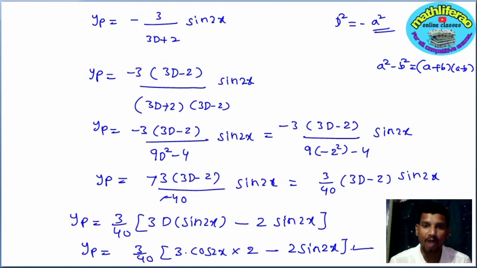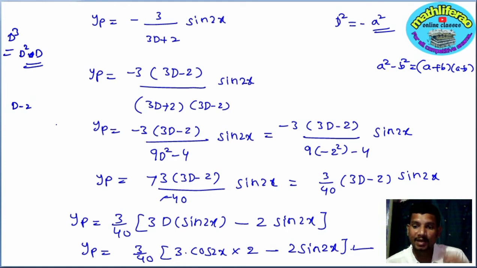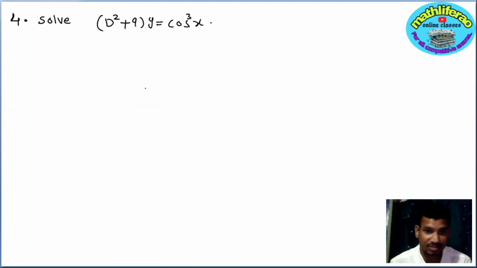Okay. If we have odd powers, for example D cube, we have to convert it into D square into D. In place of D square, replace it with minus a square. For example, if the denominator has D minus 2, multiply and divide with D plus 2, and solve.